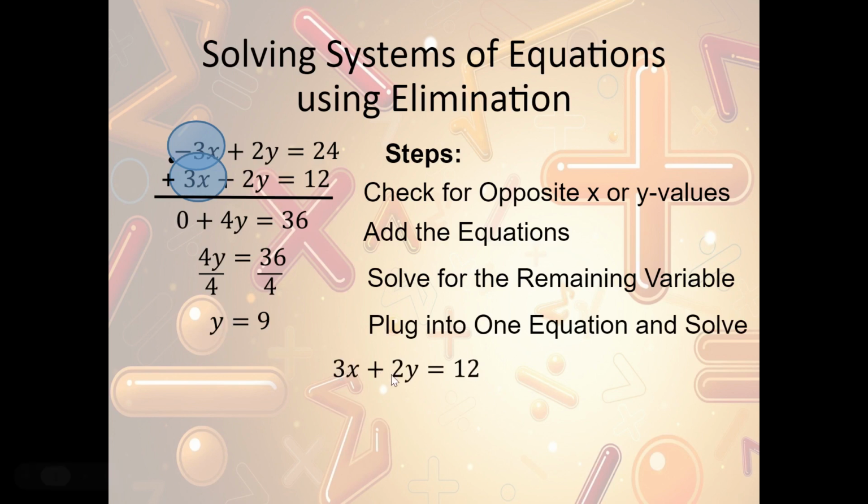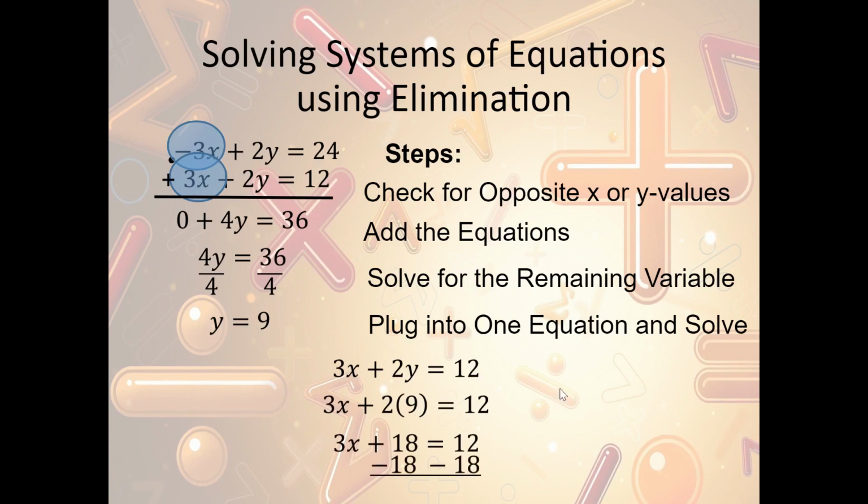So instead of putting y, though, we're going to put 9. So this is 3x plus 2 times 9 is equal to 12. Well, 2 times 9 is 18. So we get 3x plus 18 is equal to 12. We're going to subtract 18 from both sides, and we get 3x is equal to 12 minus 18 is negative 6. We'll divide both sides by 3, and we get x is equal to negative 6 divided by 3 is negative 2. So they cross when x is negative 2 and y is 9.